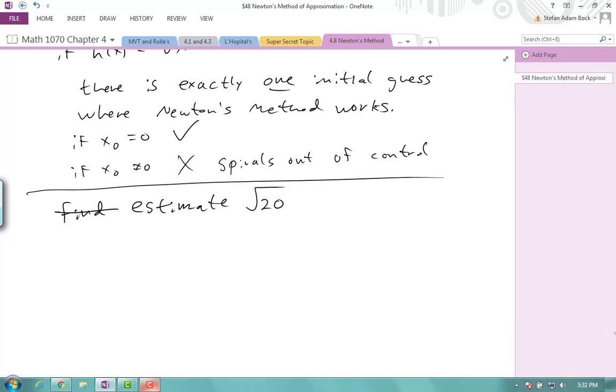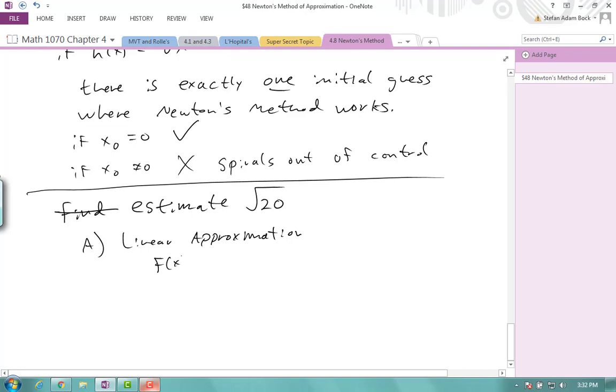Now if I was using linear approximation, I would choose f of x equals the square root of x, and I would choose a equal to 4 or a equal to 5. 16 is a perfect square, and it's a little bit closer to 20 than 25 is, but I don't know off the top of my head which initial number is going to give me a better approximation of the square root of 20. Probably 16 because it's closer, but math can do some weird things sometimes.